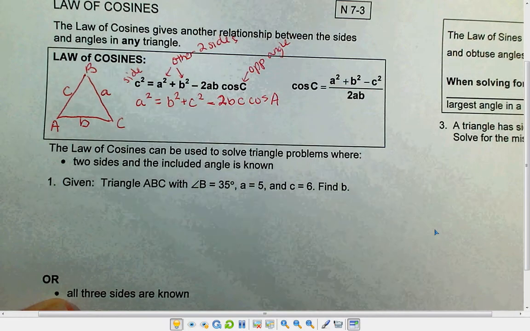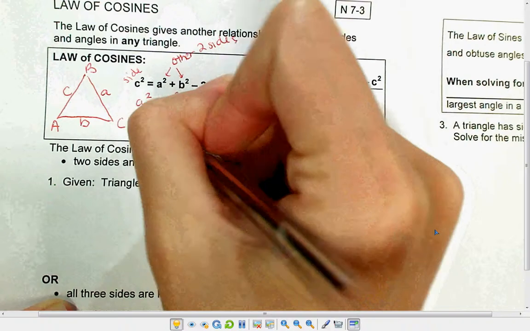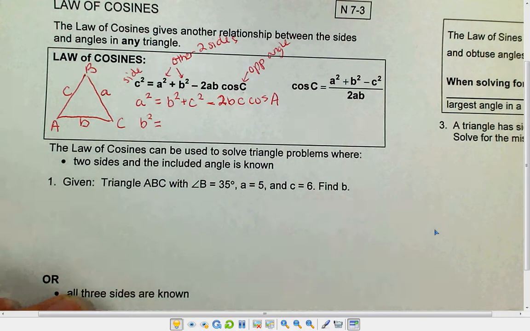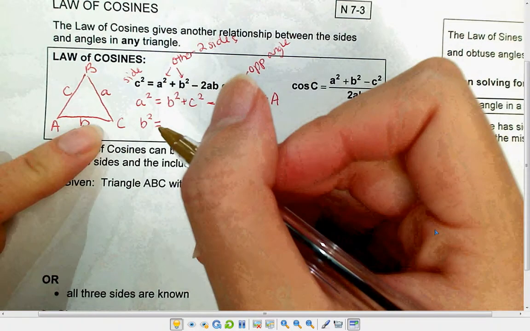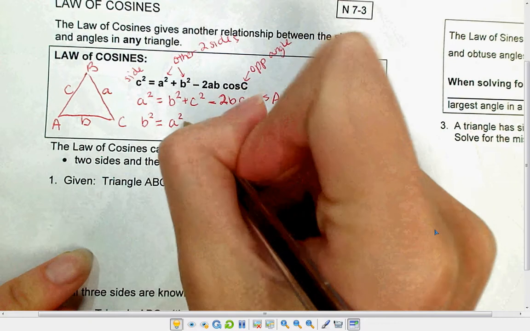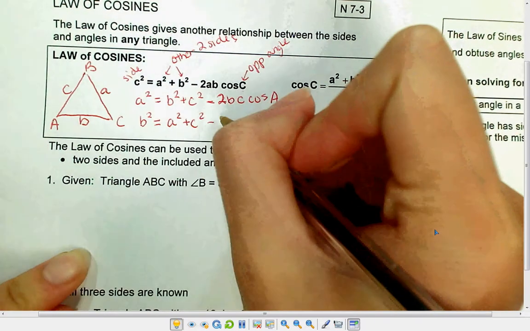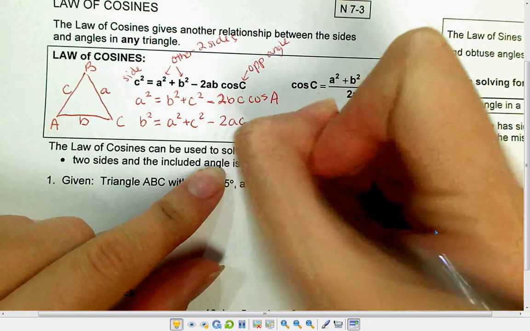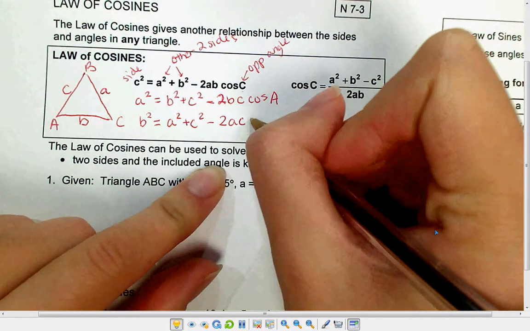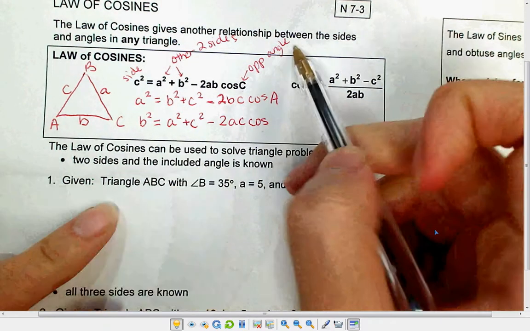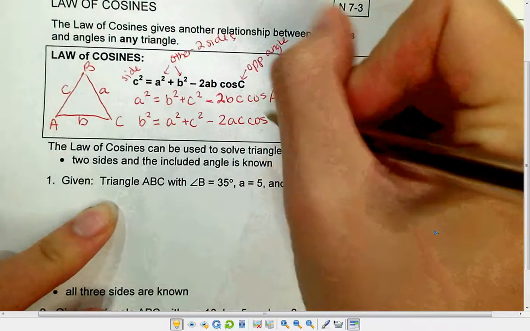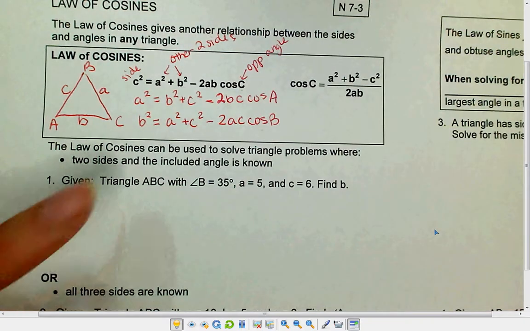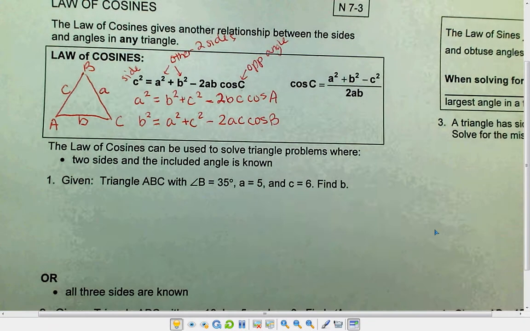And we can even do this again for our other side, which is B squared. So if we wanted to find B, now our other two sides are A and C, minus 2, now this is AC, and now this is cosine of, we want the opposite angle. So opposite B is big B. So it works for any side.